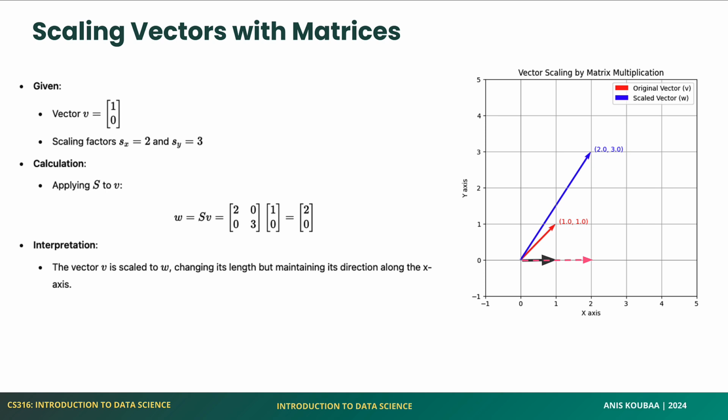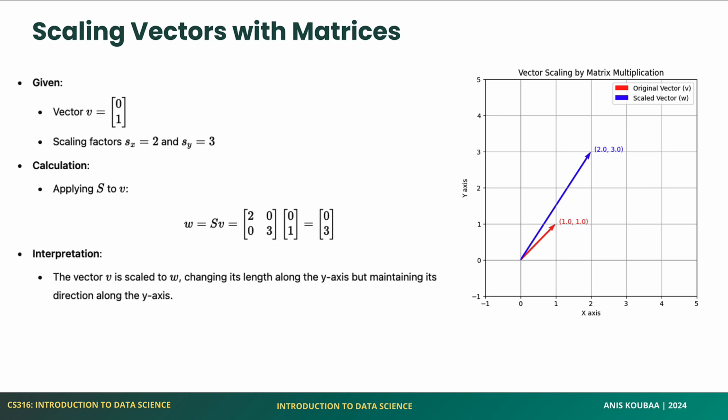Let's try to explore. Now let's take 0 and 1. 0 and 1, it's this vector. And if I multiply by the scaling matrix, 2 multiplied by 0 is 0. And 3 multiplied by 1 is going to be equal to 3. And look now, we're going to have this scaled vector. It doesn't change orientation, it's only changing the... so what does it mean here?